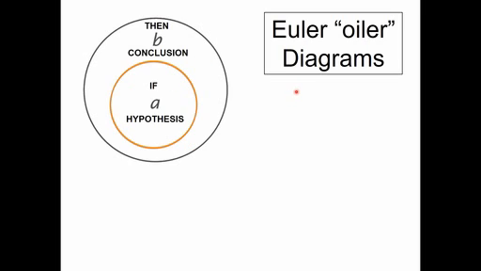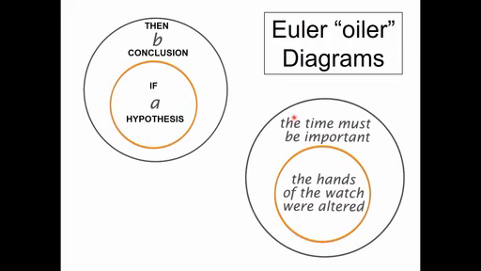Well, your book has, I guess, a crime scene investigation. And in that, I guess the hands on the watch were changed. So the detective, I can't remember if it's Hercule Poirot or Sherlock Holmes. I am actually turning and looking at my book. It's Poirot. So he came up with this conditional statement: if the hands of the watch were altered, then the time must be important. And we can use an Euler diagram to demonstrate that. If that's true, the hypothesis, then that's true.